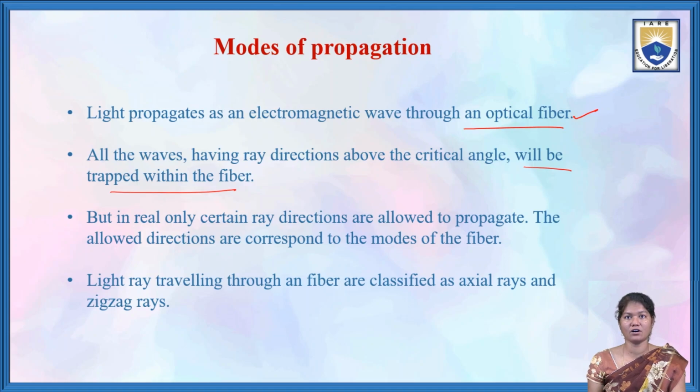But in real, only certain ray directions are allowed to propagate. The allowed directions correspond to the modes of the fiber. Light rays traveling through the optical fiber are classified as axial rays and zigzag rays.